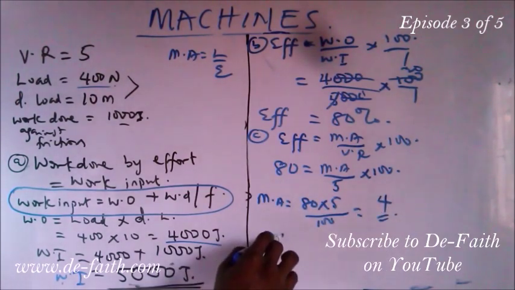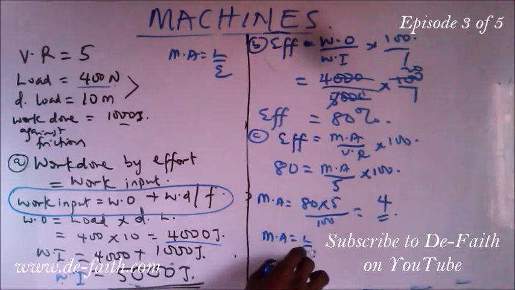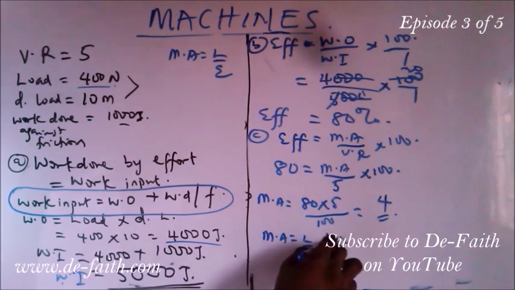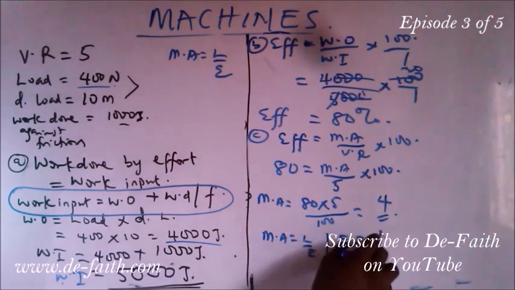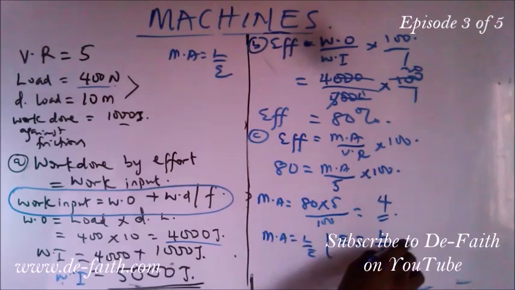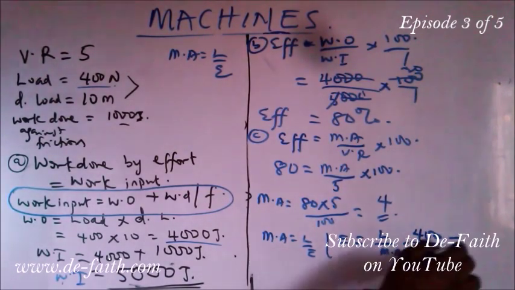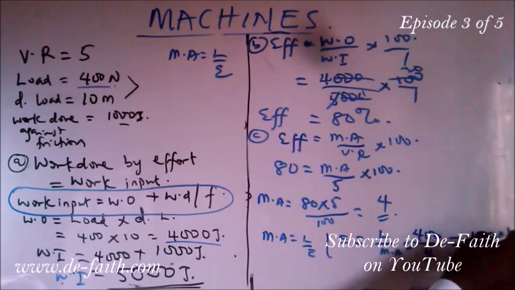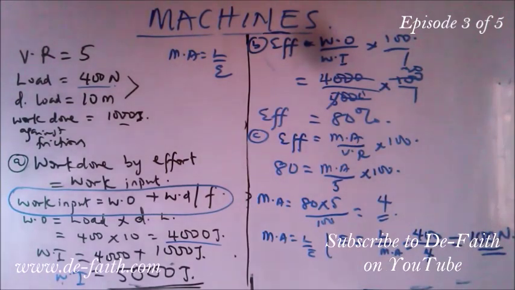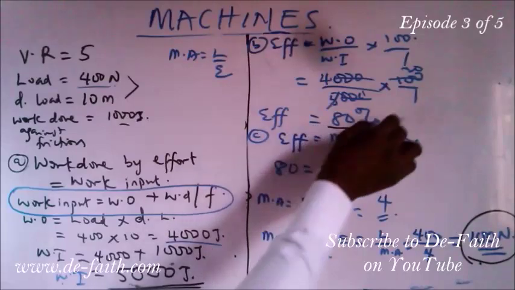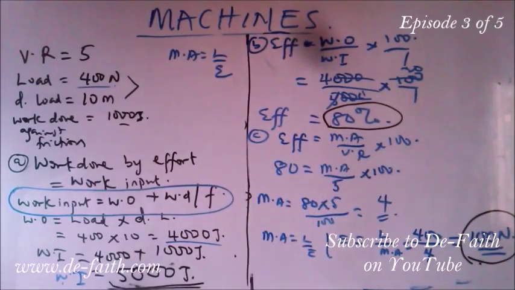Hence, we have it that mechanical advantage equals load over effort, and so our effort is equal to the load over mechanical advantage. The load in this question is 400, while the mechanical advantage is 4. So the value of effort is equal to 1,000 Newton. So 1,000 Newton is the effort, 80% is the efficiency, and 5,000 is the work input.